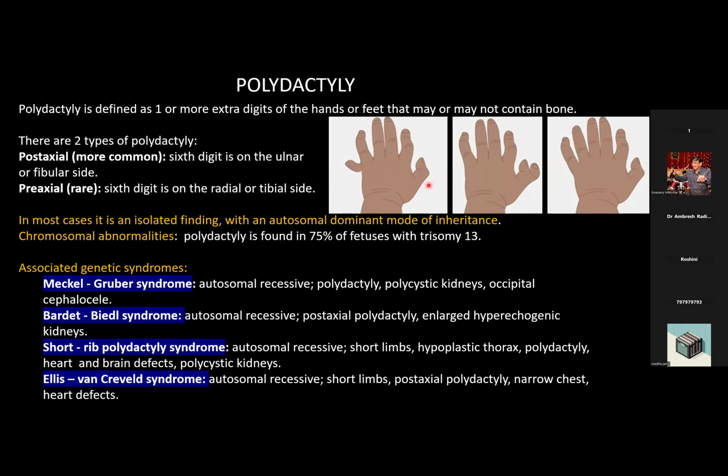And preaxial, when the sixth digit is on the radial or on the tibial side. The polydactyly can also be central. In most of the cases, this is an isolated finding with an autosomal dominant mode of inheritance. Polydactyly can be found in 75% of the fetuses with trisomy 13.